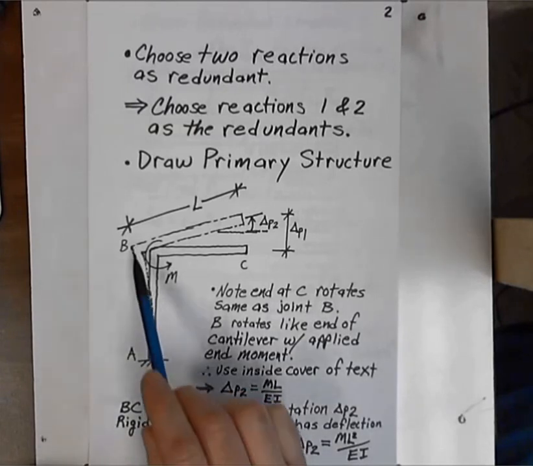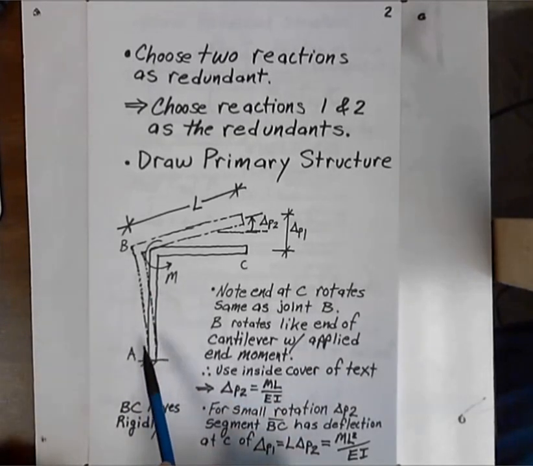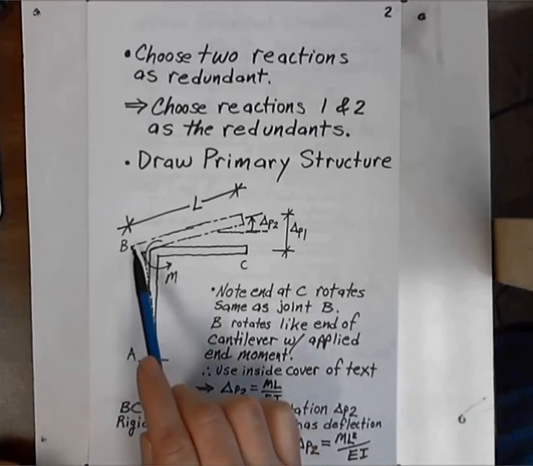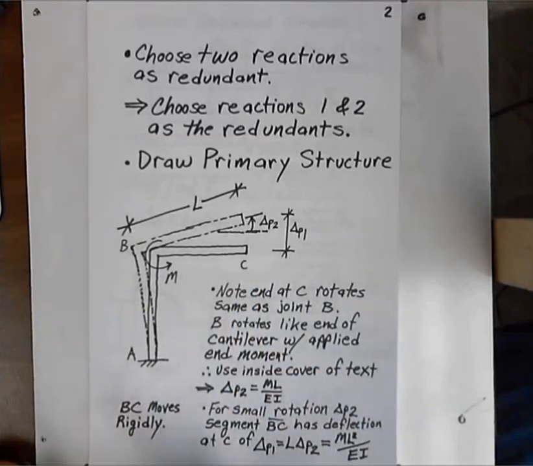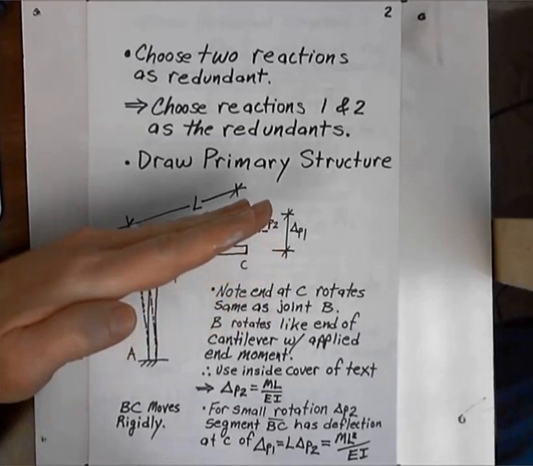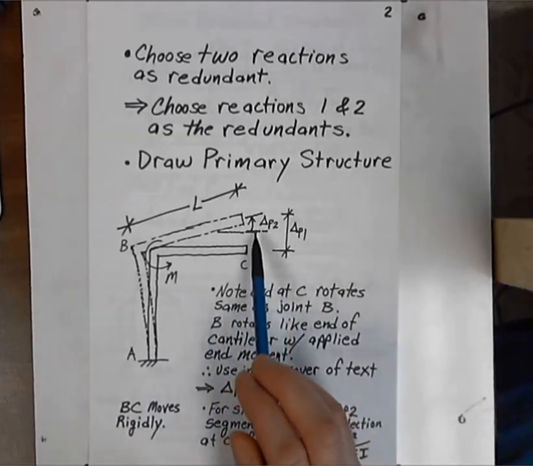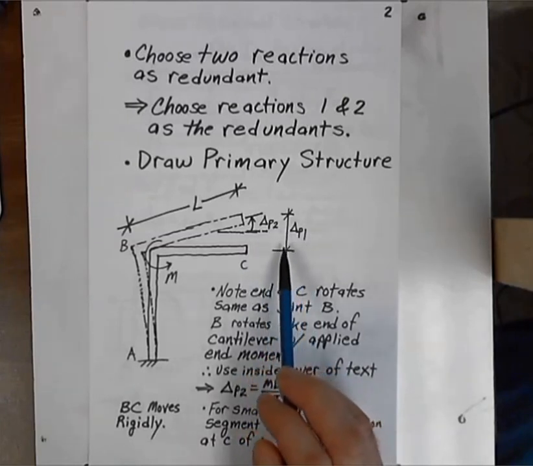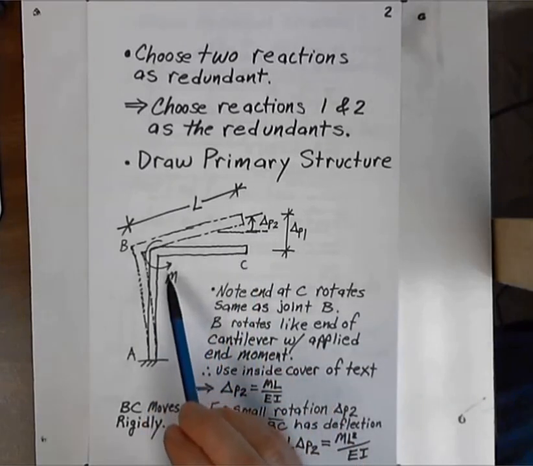This beam or column here, AB, has some curvature to it due to flexure caused by this applied moment M, whereas the beam from B to C has no loads applied to it, and it just rigidly rotates due to this applied moment M. This is our primary structure, and at each of those redundant locations, we have indicated the displacements that occur on the primary structure due to the applied moment M.